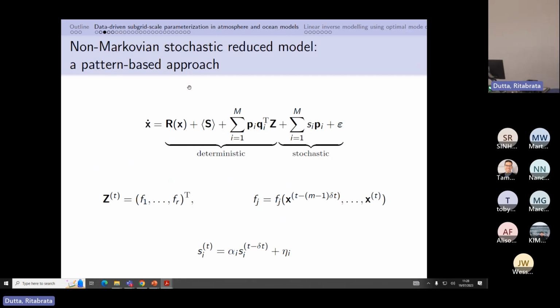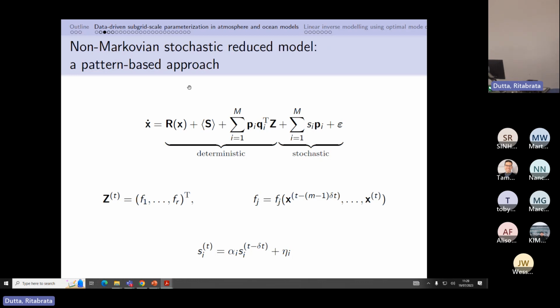The deterministic part is a pattern-based approach. We have pairs of patterns, P and Q, and Z is a library of possible explanatory functions. So that's a vector of functions F, and these functions F depend on the present state of X, of the resolved variables, and maybe on past values. There might be non-Markovianity in the model. So we might also take into account a kind of time delay embedding of past values of X. Then we have these library functions F. They are put together in this vector Z, a high-dimensional vector.